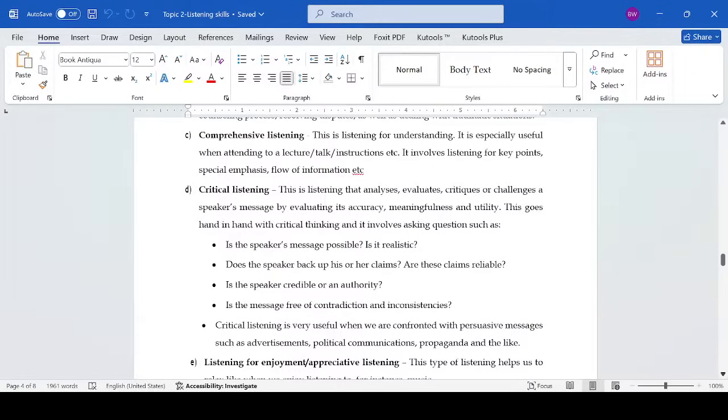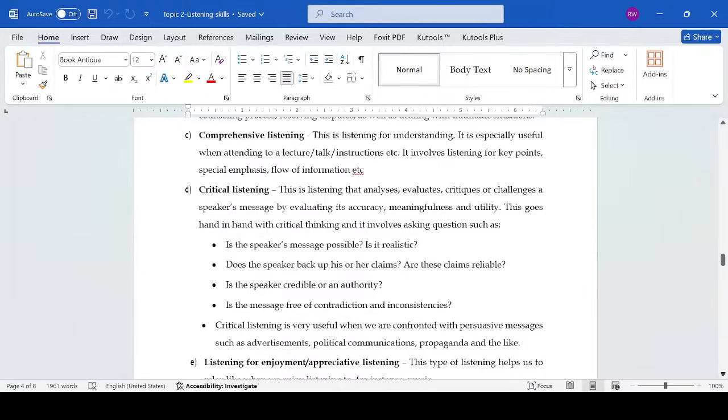Then we have what we call critical listening. This involves making judgment. You are listening so that you can make judgment. You are listening so that you can analyze, so that you can evaluate, so that you can critique the information you are receiving. So as you listen, you're not just listening to get information so that you can respond to it, but you want to make judgment. And a good example I like giving is that of politicians. When politicians are on the campaign trail, you will need to listen to them critically. The reason is sometimes they promise heaven when they give you something that is not even close to heaven.